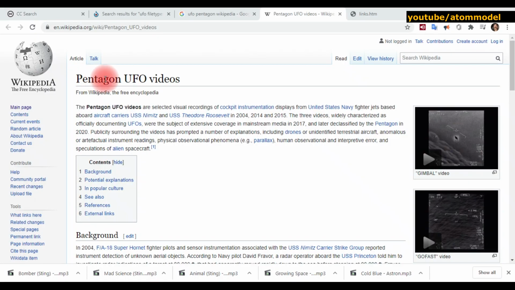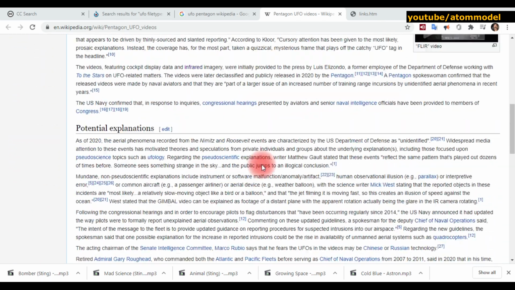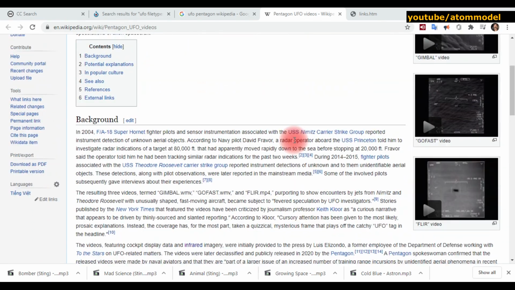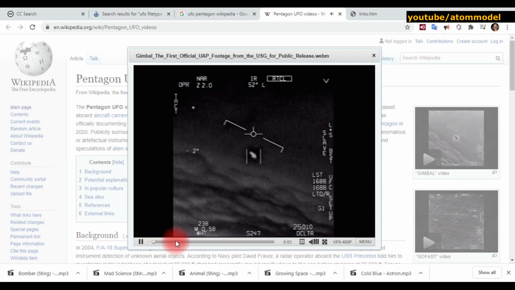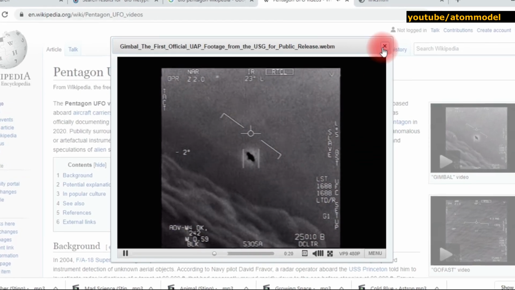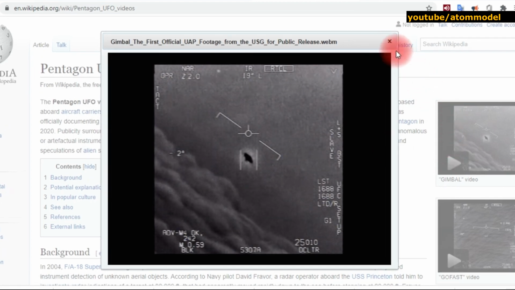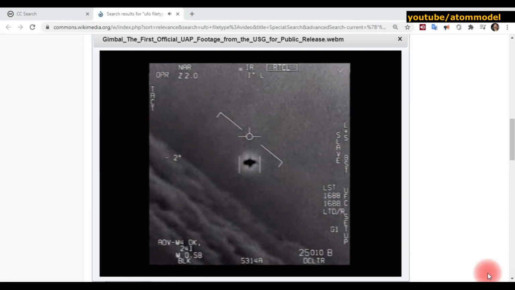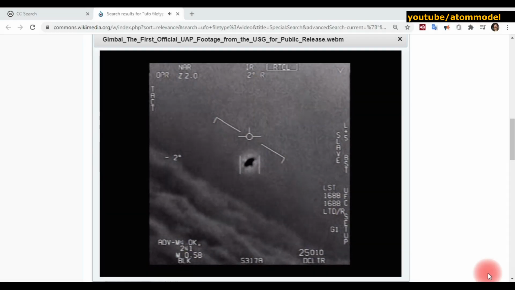UFOs are very strange and curious. We do not know where they are coming from. What is their energy source? How do they propel in space? Without making any sound, they can simply hover in the air. Without making a sonic boom, they can travel at supersonic speeds. They also demonstrate an extreme degree of maneuverability.